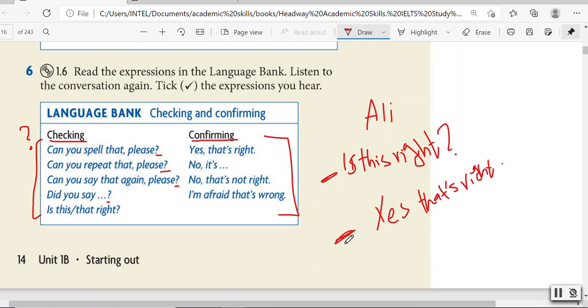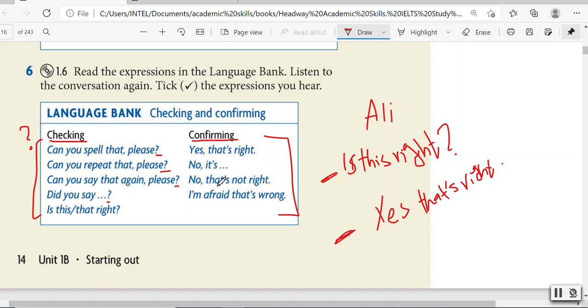Okay, we have: can you spell that please? Can you repeat that please? Can you say that again please? Did you say? Is this or that is? And for confirming we have: yes, that's right. No, it's not. No, that's not right. I'm afraid that's wrong. Okay?